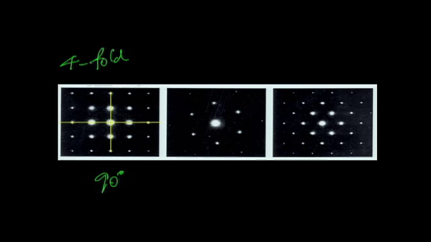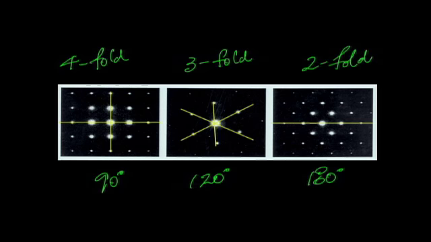Now, these are real diffraction patterns. This is fourfold. This is obviously threefold. This one's hard to see, but it turns out it's twofold. The one axis is just a little bit longer than the other axis. Okay.